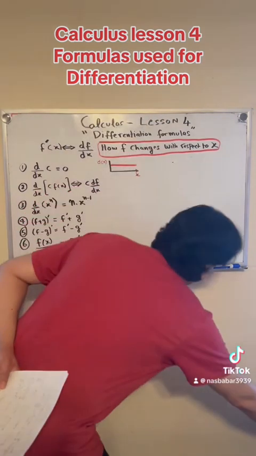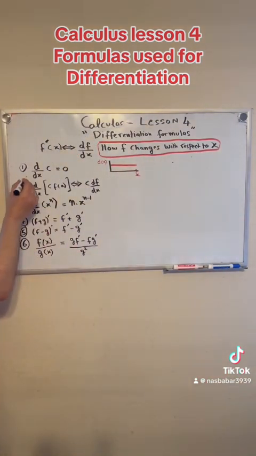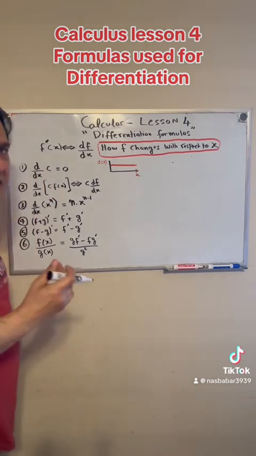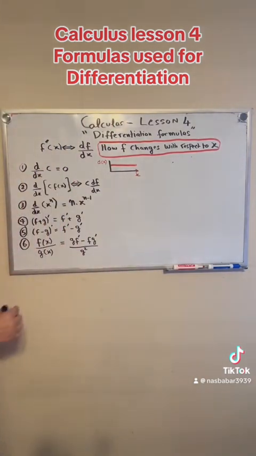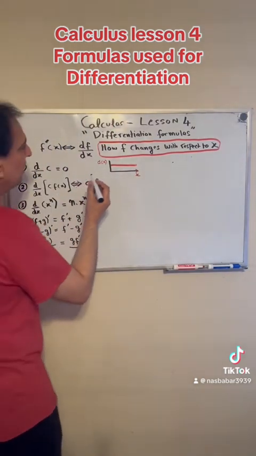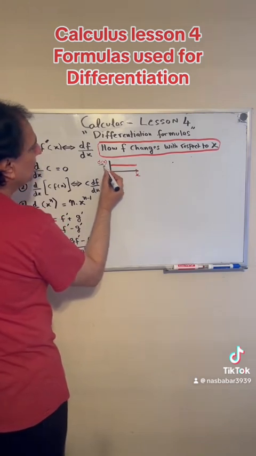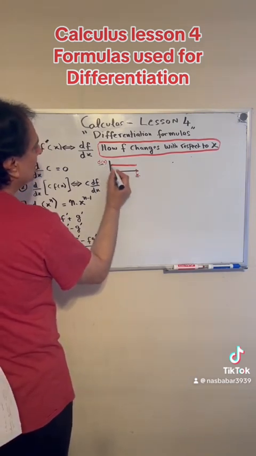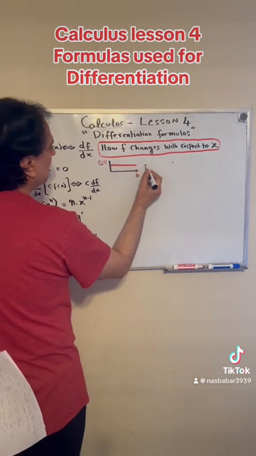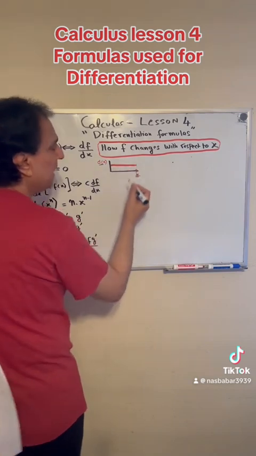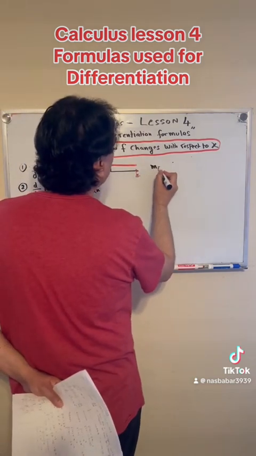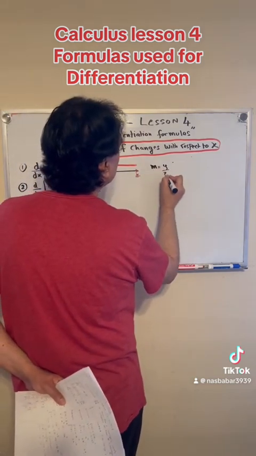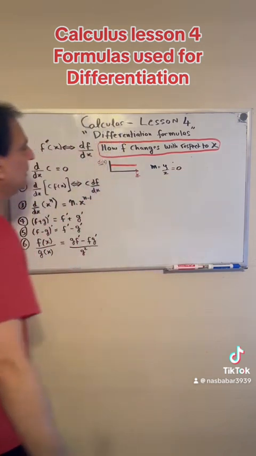Okay, so the first formula is number 1, d over dx, the derivative of a constant. A constant can be 1, 2, 3, 4 or any number, is 0. Why? Because when we draw it with respect to x, a constant is a straight line, always. And as I explained to you in my last lecture, the slope of a straight line is 0.